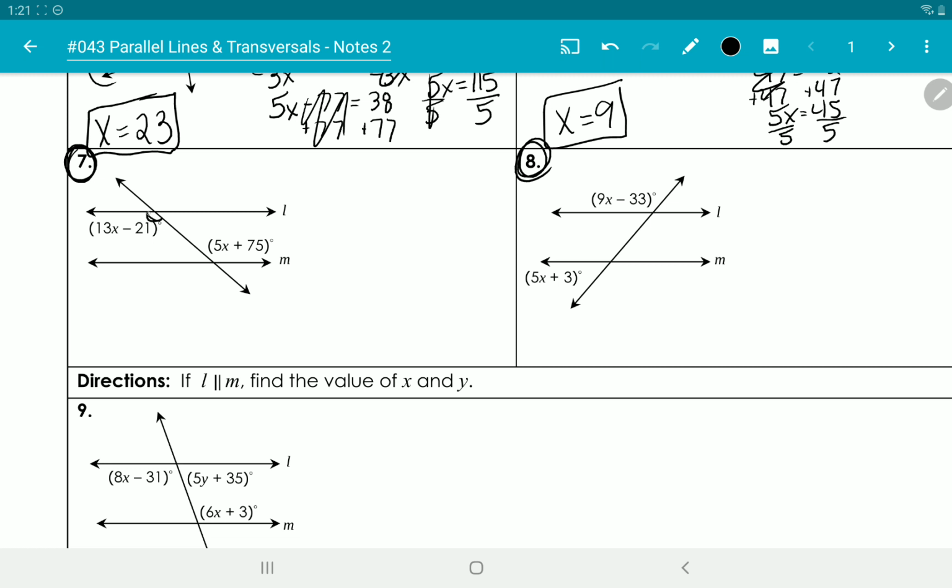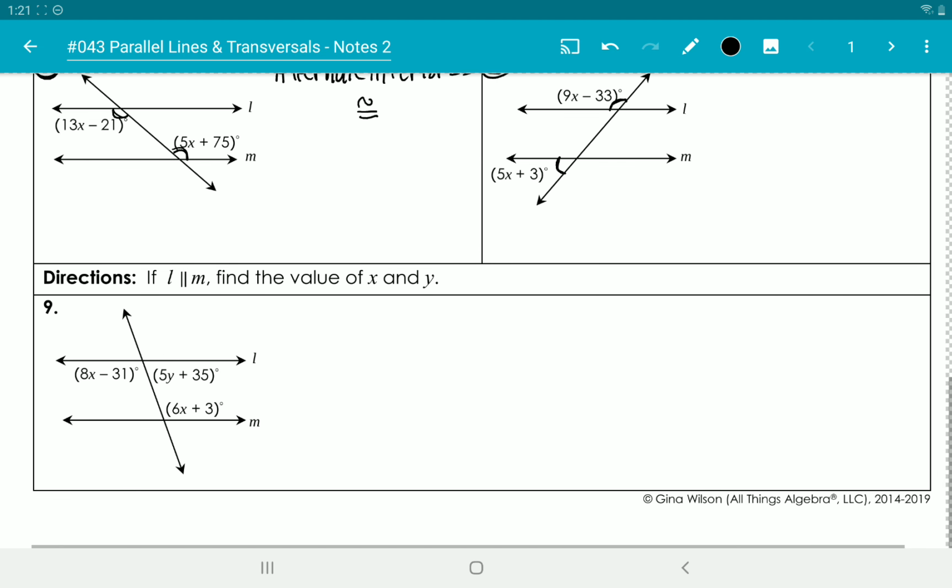Okay, I'll go ahead and start out by going ahead and saying that these are alternate interior angles, and that means that they are congruent to one another. Okay, and then these ones I want you to try on your own entirely. I'm not going to start you off on it.